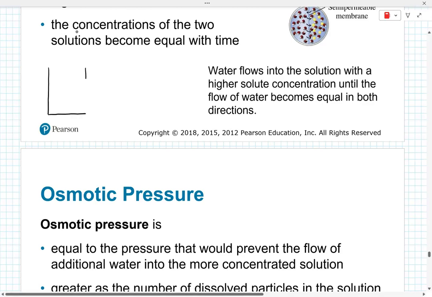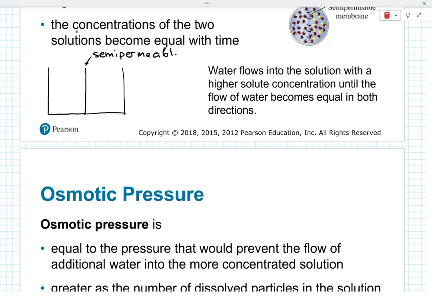You all are familiar with diffusion, right? So diffusion is what? It's when particles go from an area of high concentration to low concentration. Perfect. So just a little reminder: this is what diffusion is, moving from high concentration to the low concentration.